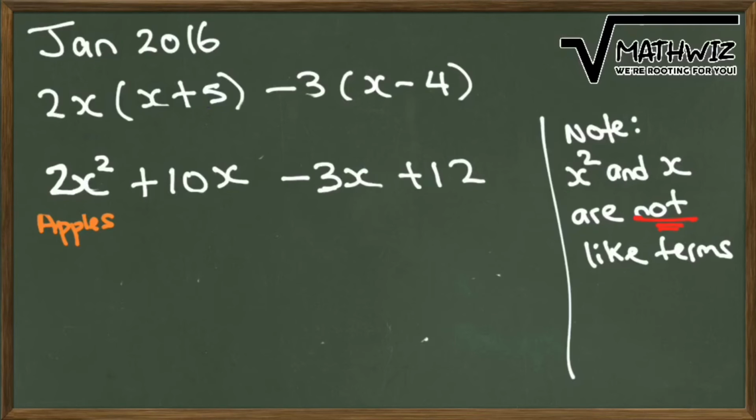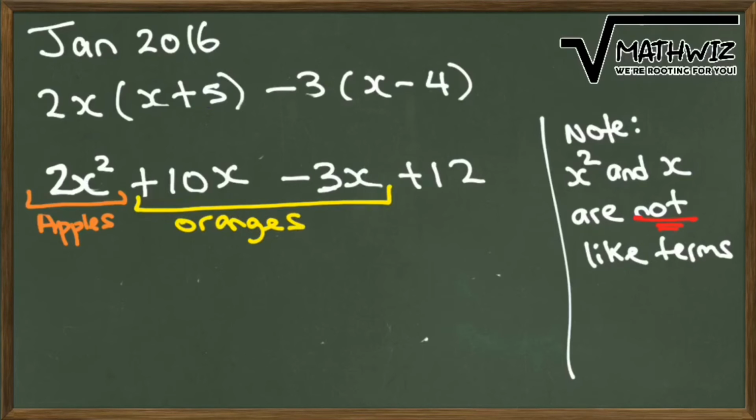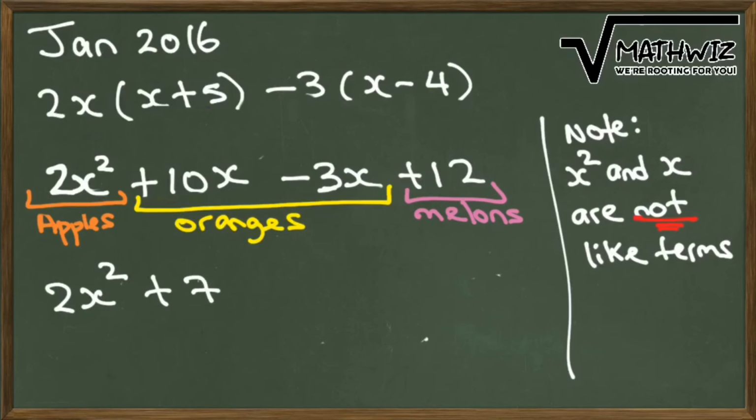All right, so at that point, I'm saying that we have our apples. Now we have oranges. And the number by itself is like the melons. Right, so that's your like term. So of course I only have these apples, so I keep those apples. Then for the oranges, I have 10 and somebody takes away 3 of them, so I am left with 7 of them. And then the 12 melons remain.